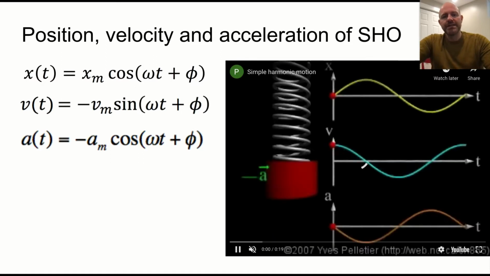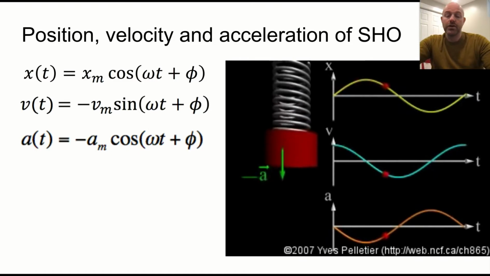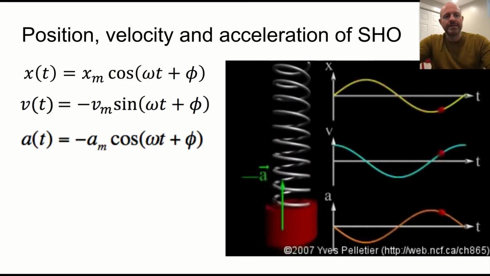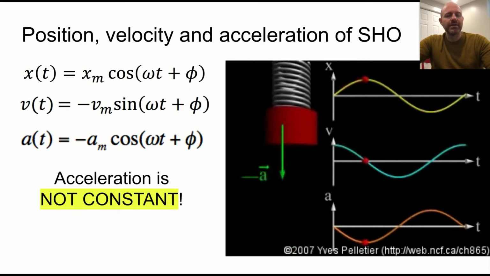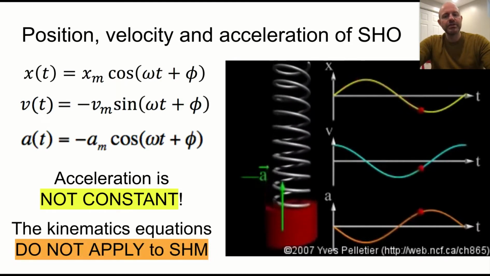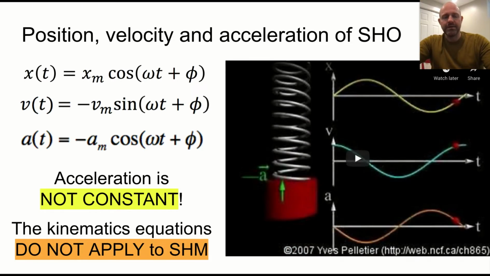So position, velocity, and acceleration of a simple harmonic oscillator. They follow these sine, cosine, and sine graphs, right? They are the time derivatives of each other. They look like that. Important things, though. Acceleration is not constant. Kinematics equations do not apply to simple harmonic motion, at least not the way we've used them. There's a way to use calculus. That's what we're going to be thinking about, but we cannot just apply the kinematics.